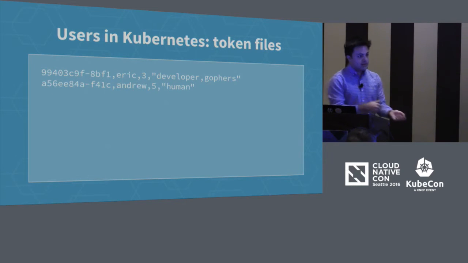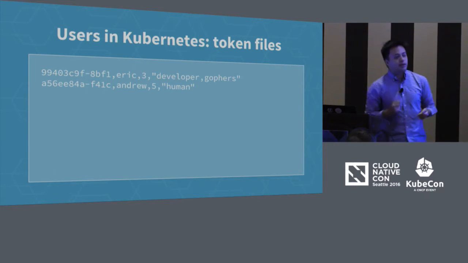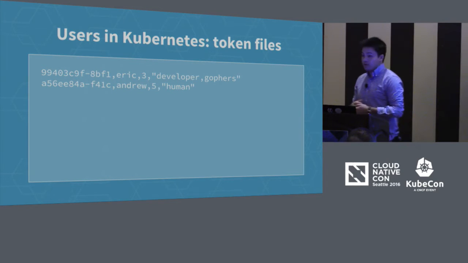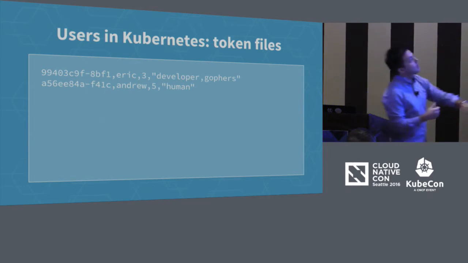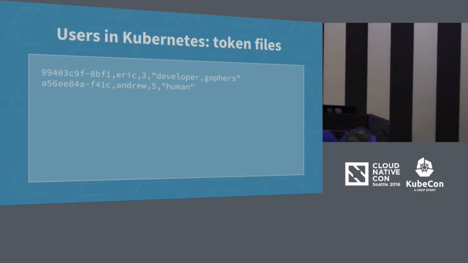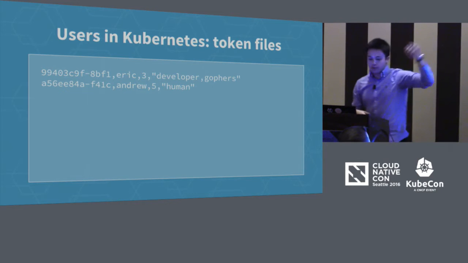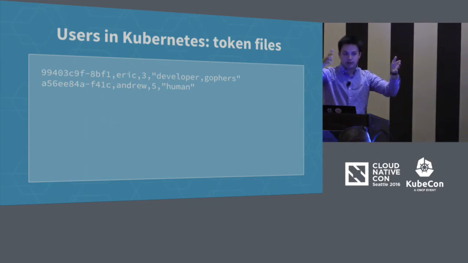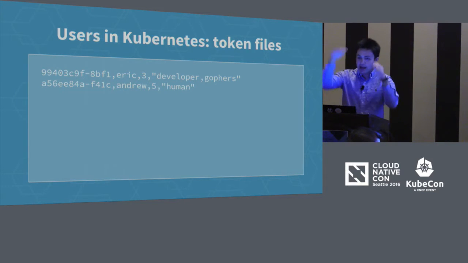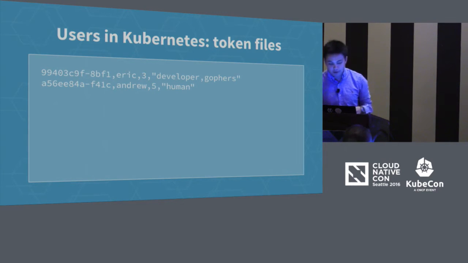There are a bunch of other plugins, some of them more elegant and awesome than others. There are a couple involved in bootstrapping. So you can say, like, a token file. If I show up with this token as a bearer token, I will be authenticated as Eric. I will be in the groups developer and gophers. If I show up with the other token, just like as a bearer token, right? The Authorization header, the HTTP header that you all are so familiar with.